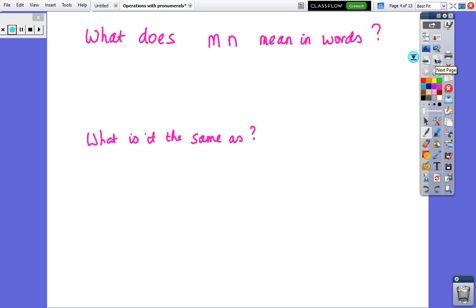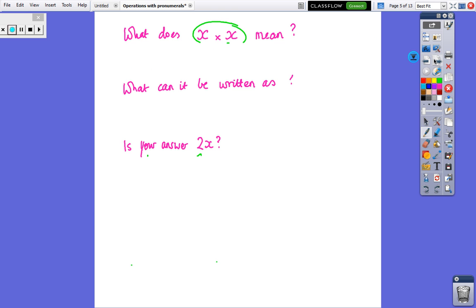So what does mn mean in words, and what could it be written as? So can you just write down 2 answers there, talk with a friend if you need to, and then come back when you're ready. So 5a was 5 lots of a, so mn means m lots of n, whatever that means. 5 lots of a, m lots of n, and it's the same as m times n. Okay, so that's pretty straightforward. Copy down if you need to, otherwise move on.